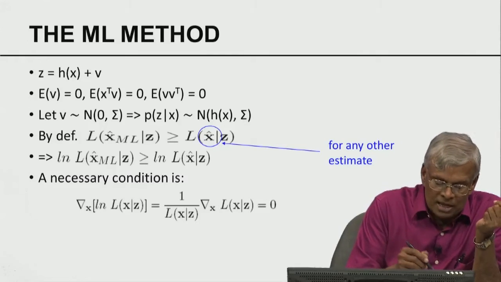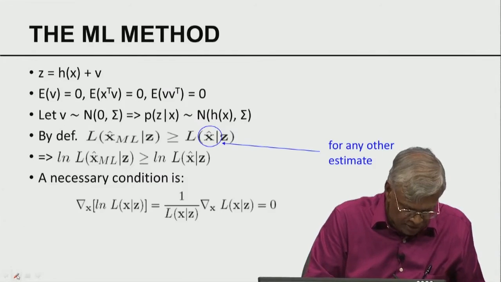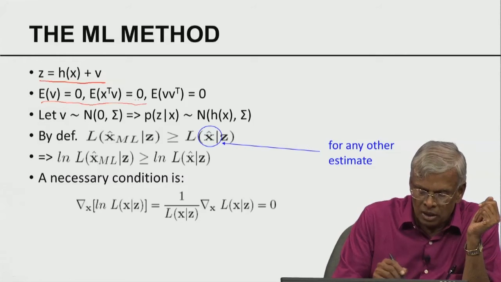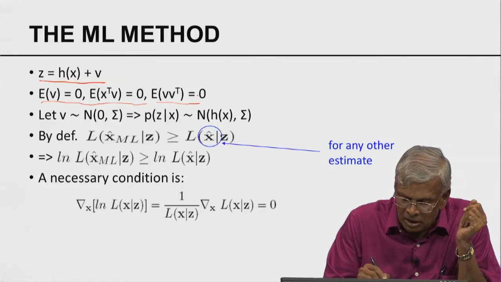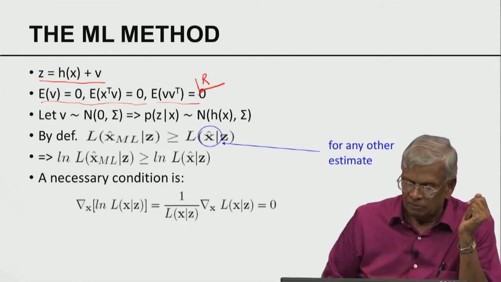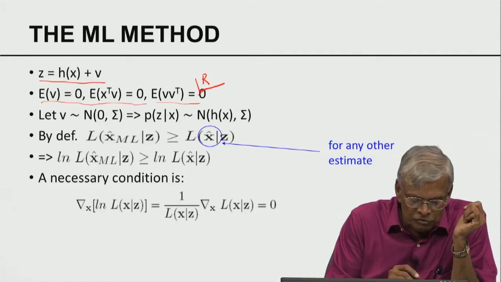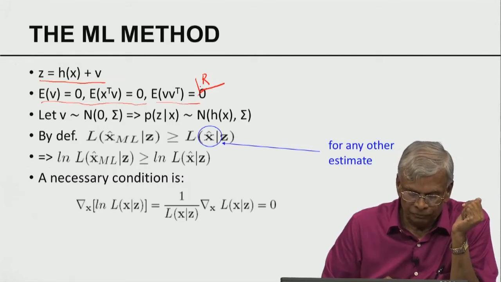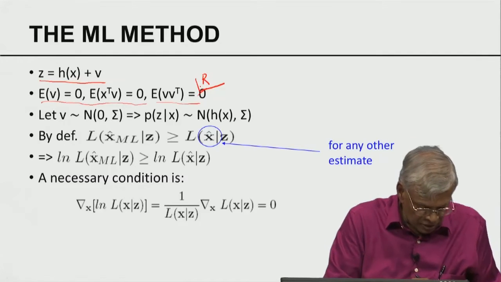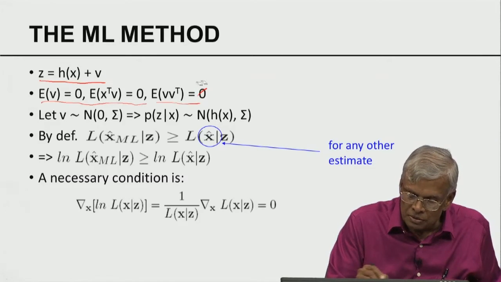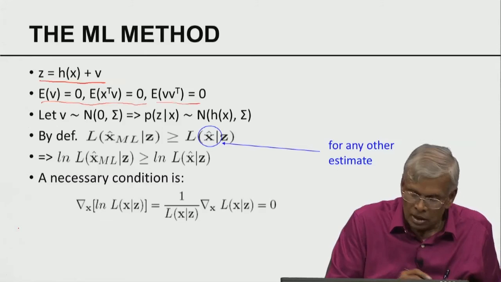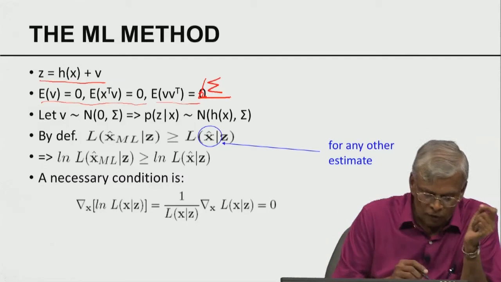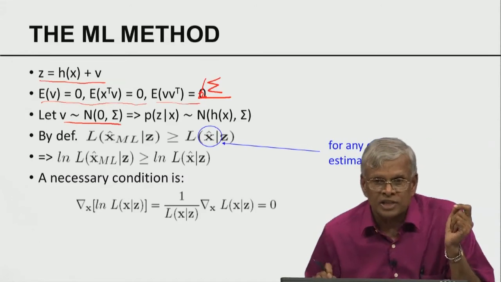Without loss of generality, I can start with the nonlinear observation case. Let z be equal to h(x) plus v. v has this property: mean 0, and x and v are uncorrelated. The covariance of v is, I'm sorry, in this particular case it is not r. I am assuming this is sigma. Therefore, v is normal with 0 mean and sigma as the covariance.